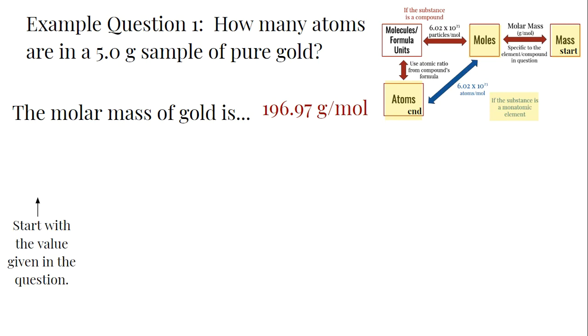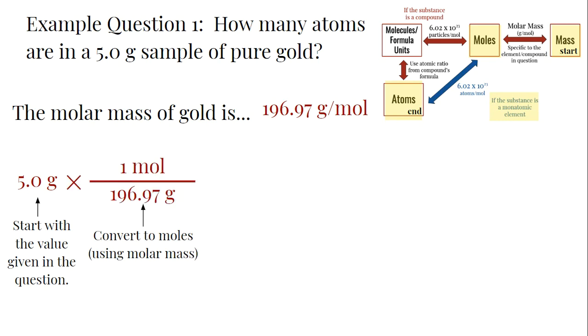So when we go to solve the problem, we're going to start with the value given in the question, and that was 5.0 grams. And we're going to follow our roadmap. So we're starting there. Now we're going to use the molar mass as a conversion factor to find moles. Because we're trying to find moles, mole needs to go on the top of the conversion factor. Okay, so we have 1 mole over 196.97 grams. So the grams cancel.